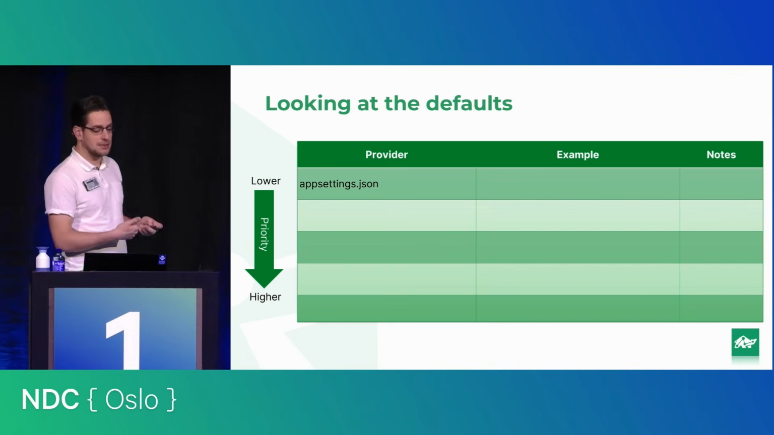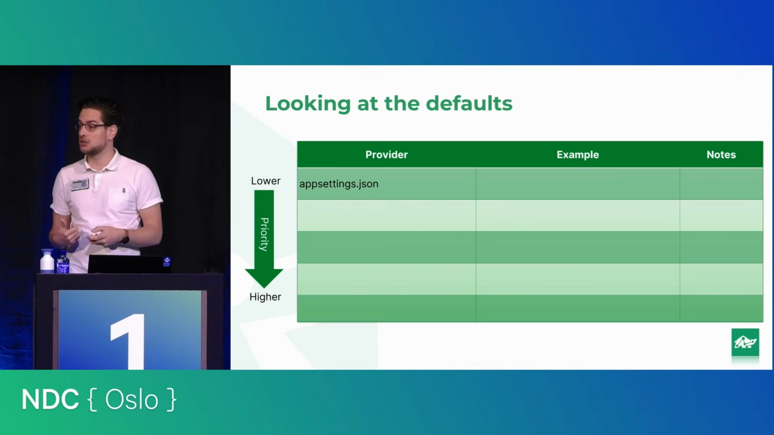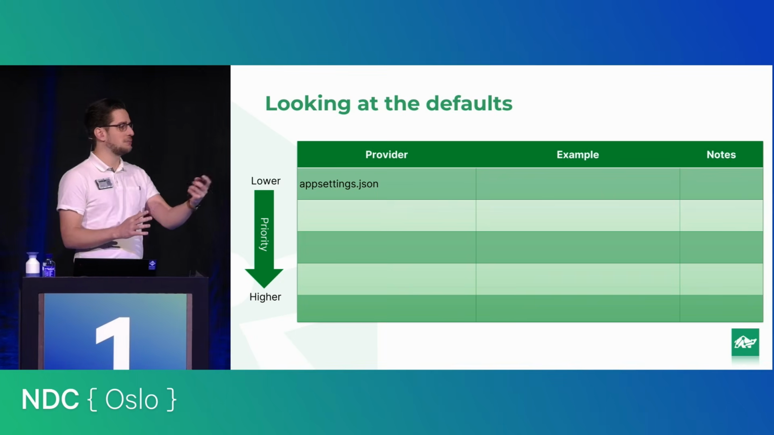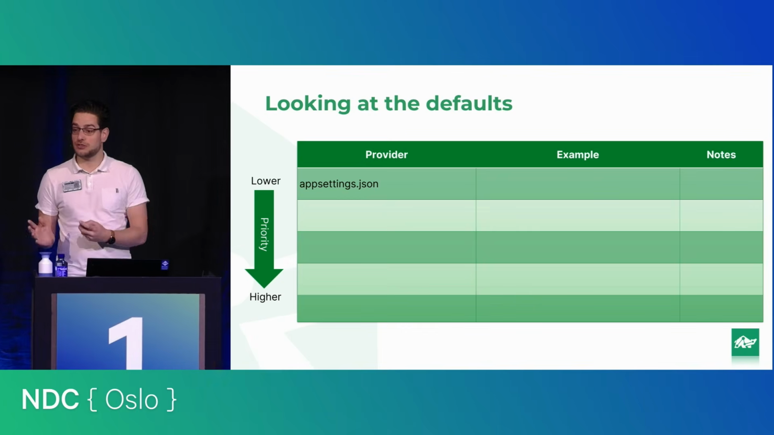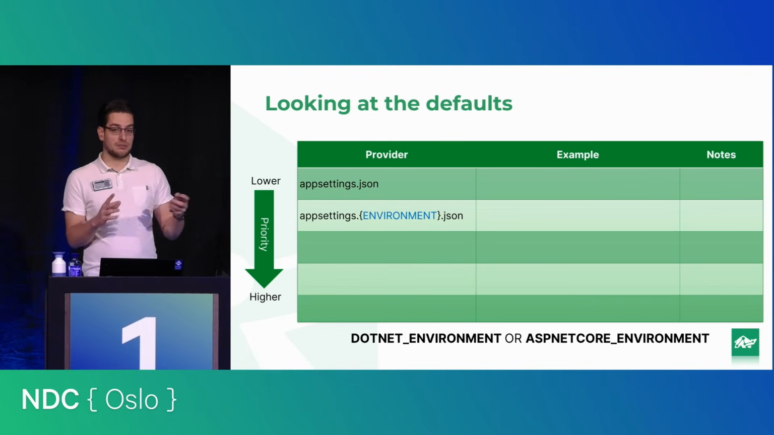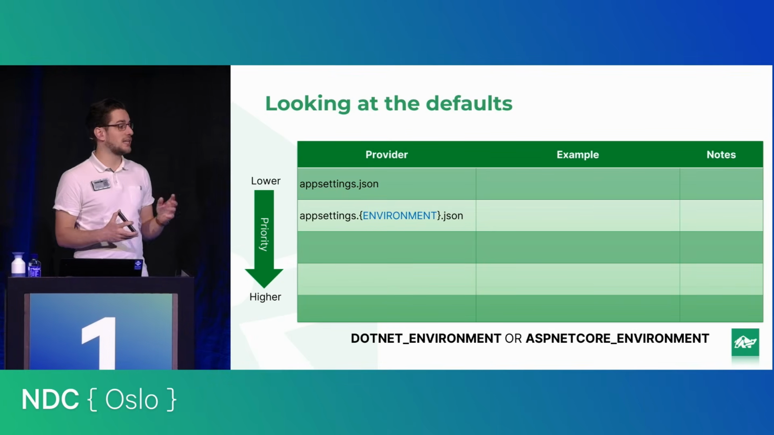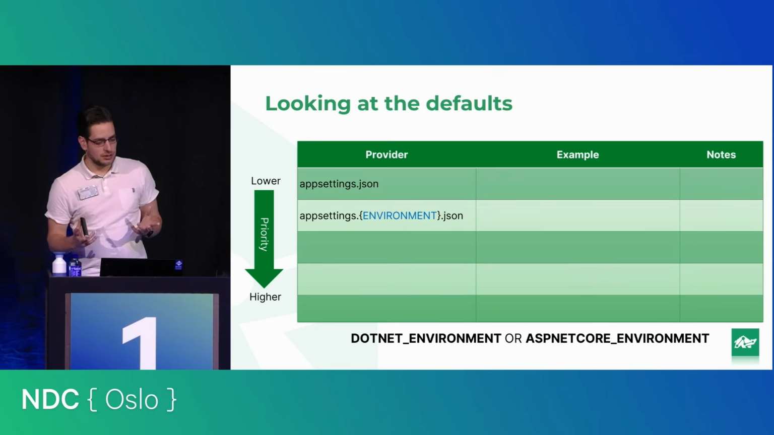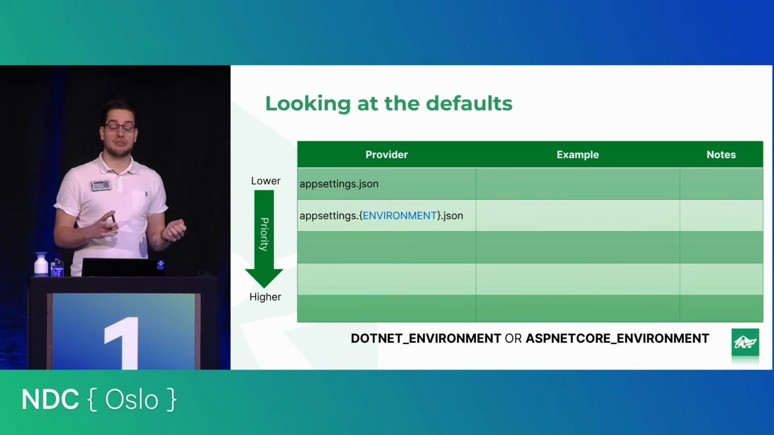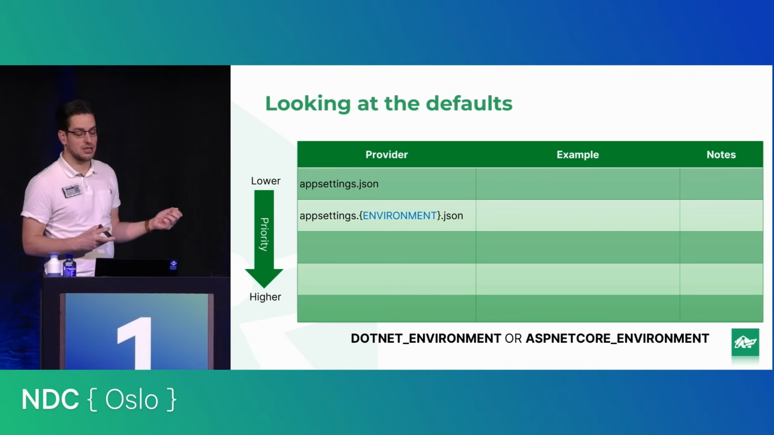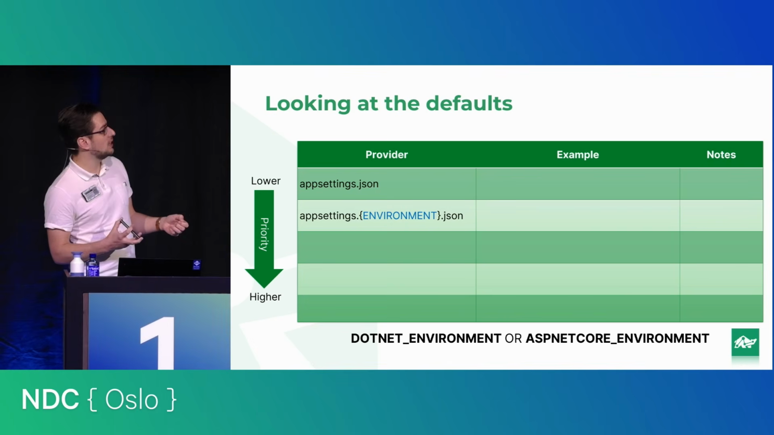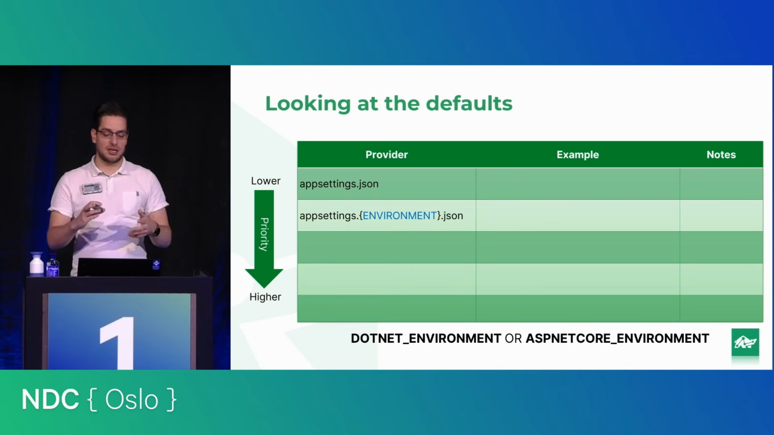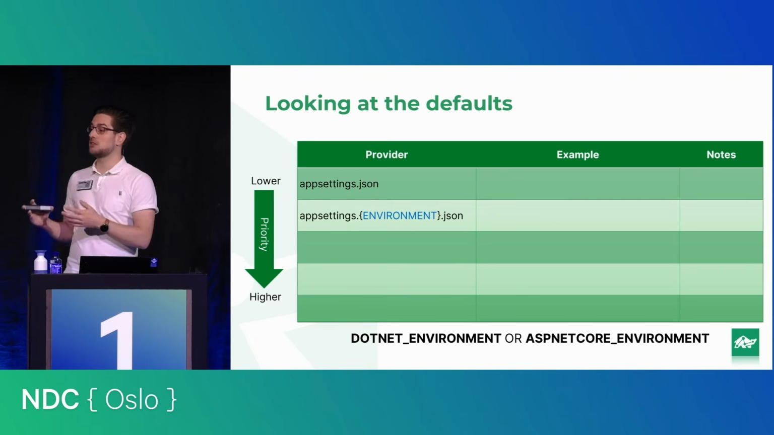We have an appsettings.json, which is added first, so it has the lowest priority. You're probably familiar with this from ASP.NET Core projects and worker services, and here you can store some configuration. Then there's the appsettings.environment.json, and this environment is quite special. There's an environment variable on your system called DOTNET_ENVIRONMENT or ASPNETCORE_ENVIRONMENT, and its value will be used in that environment part. So it's going to be appsettings.Development.json by default.